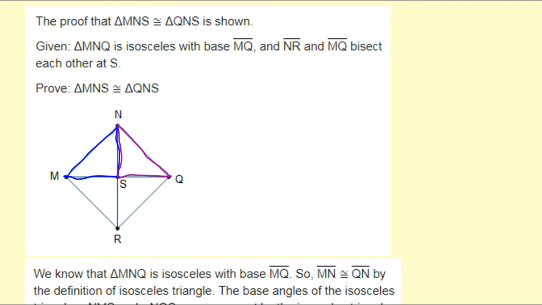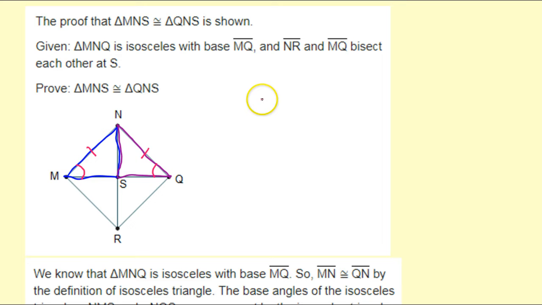Alright, so what are we given? We are given that triangle MNQ, that's the large triangle, is isosceles with base MQ. So if this is an isosceles triangle where MQ is the base, then that means that these two sides will be congruent, because of the definition of isosceles. It also means that these two angles will be congruent because of the isosceles triangle theorem. Base angles are congruent.